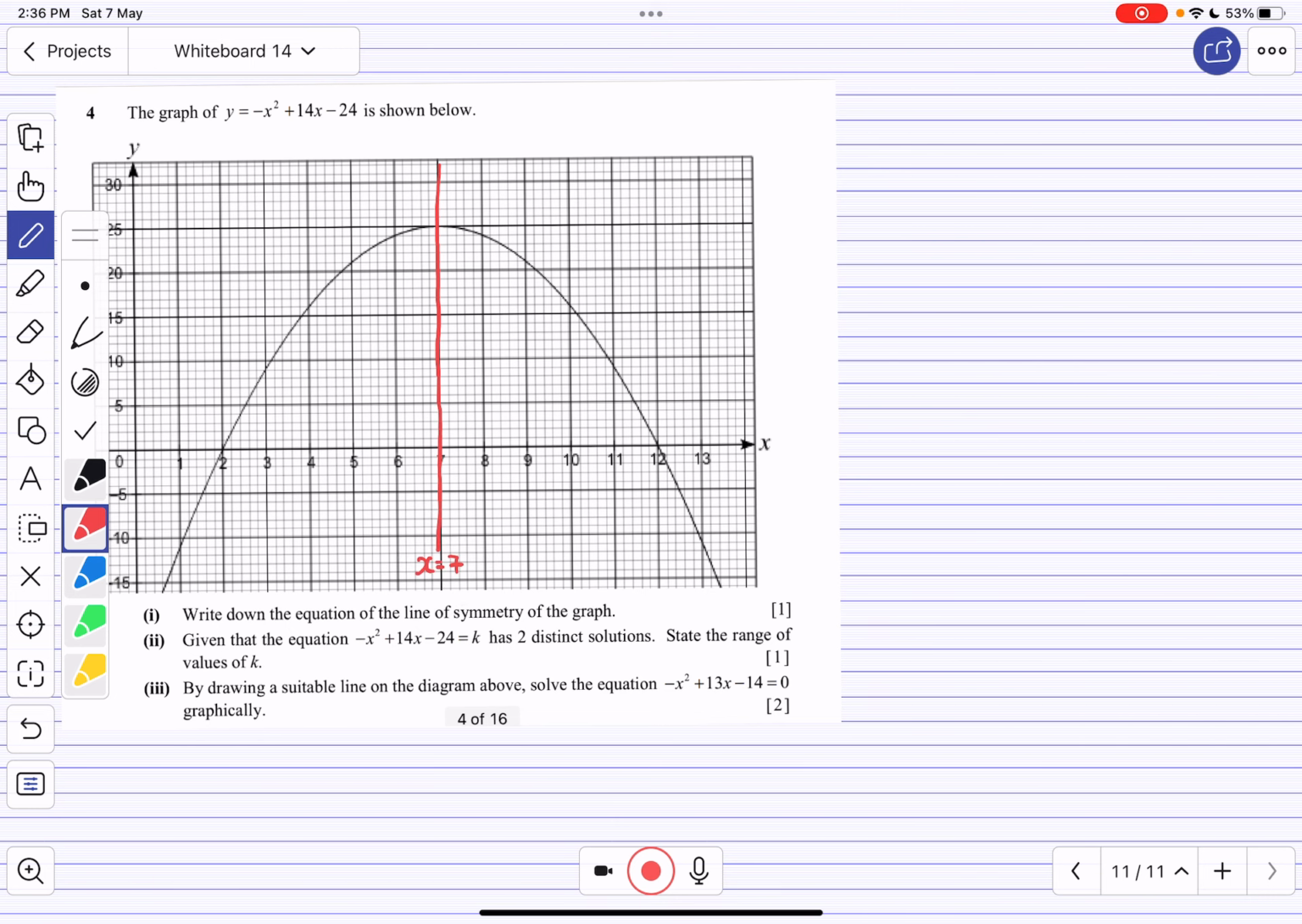Right? So note that when we are talking about a vertical line, it's always x equals to something, right? So it's just x equals to 7.